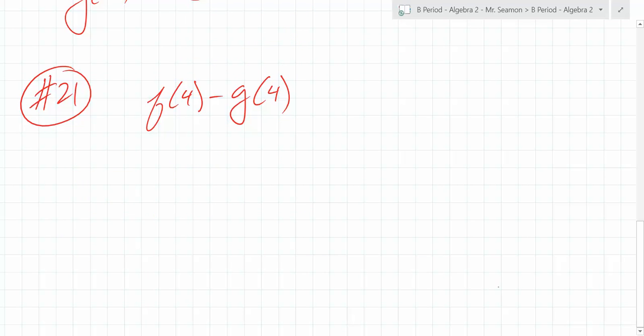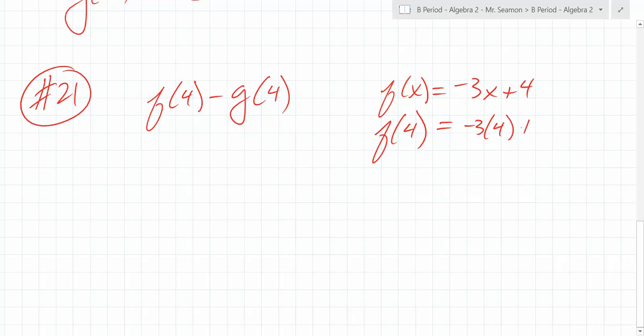To do this out, you need to evaluate f of 4. Remember that f of x is negative 3x plus 4. So if we do f of 4, that means we plug in 4 for what? Negative 3 times 4 plus 4. What's negative 3 times 4? Plus 4 is?